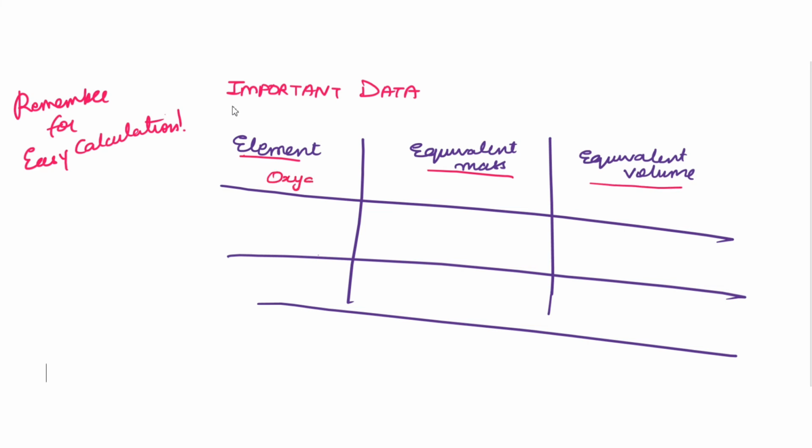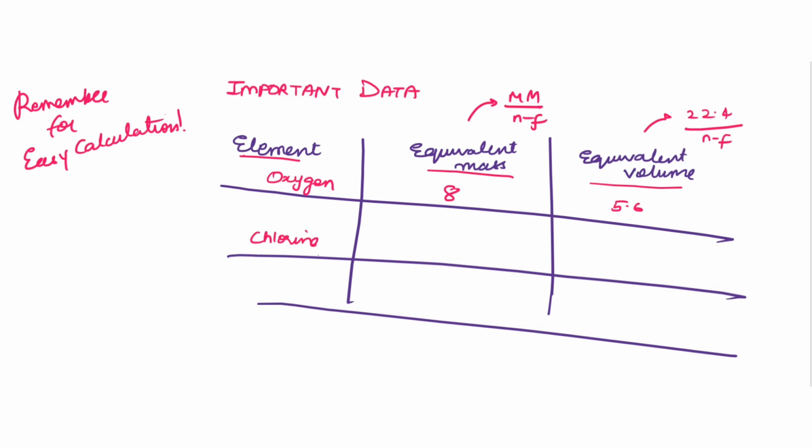How do we find the equivalent volume? What's the formula? Tell me. It's 22.4 liters by n factor. What's the formula of equivalent mass? Tell me quick. Molar mass by n factor. Yes. So here you can also sit and find the equivalent mass and equivalent volume, but I recommend you remember them so that your calculations become extremely fast. That's what I want, because in physical chemistry fast calculations with accuracy matter a lot.